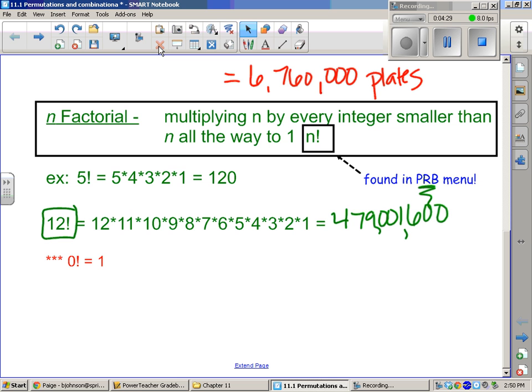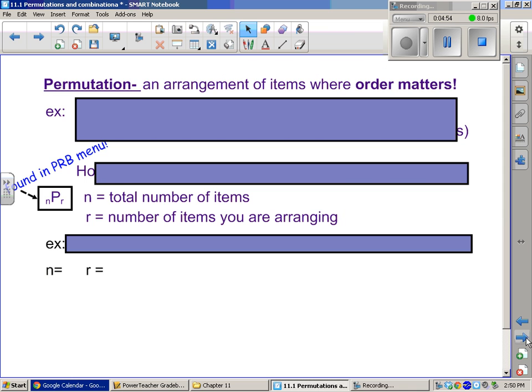0 factorial equals 1. Why? I don't know the real reason. It's like anything to the 0 power is always 1, so it's kind of the same idea. So we just have to remember 0 factorial is 1. If I were to forget that, would the calculator tell me that? Yes, it will. All right, cool. Next page.